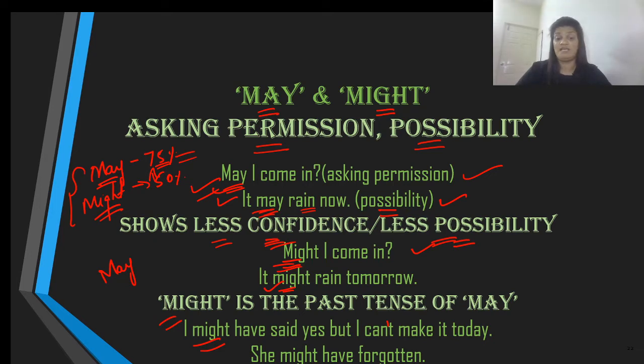Similarly, she might have forgotten. Let us say there's another scenario and you were expecting your friend to come home and she hasn't arrived, and it is past the time. She probably promised you that she would arrive at 4 o'clock, and she hasn't arrived yet. It's already late, and you are discussing this with your friend, stating she might have forgotten. That is the reason she is late or she hasn't come. So might can also be used in past tense.